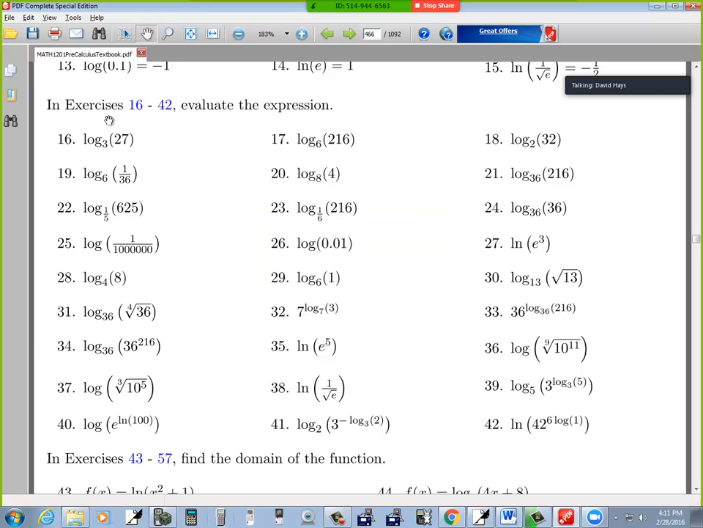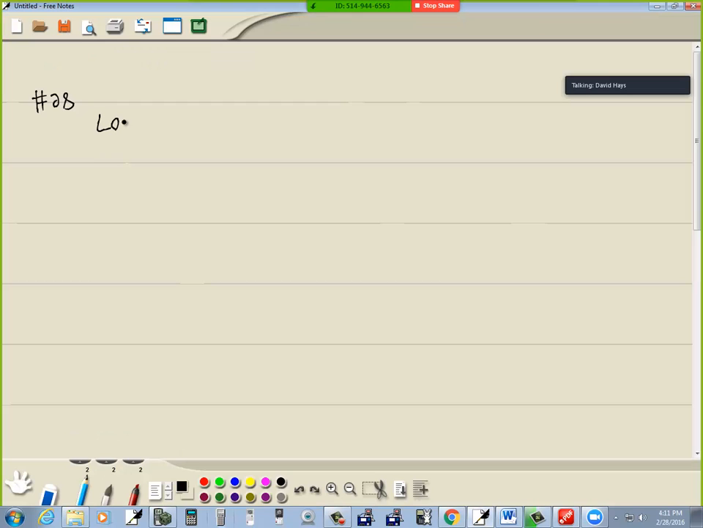Number 28, we got log base 4 of 8. And I don't see how to rewrite 8 as 4 to a power. So I'm guessing on this one you want to use a different property. Now we don't know what that's equal to, so that's equal to blank. It's equal to something over here.